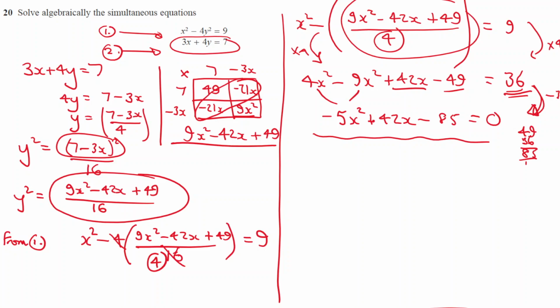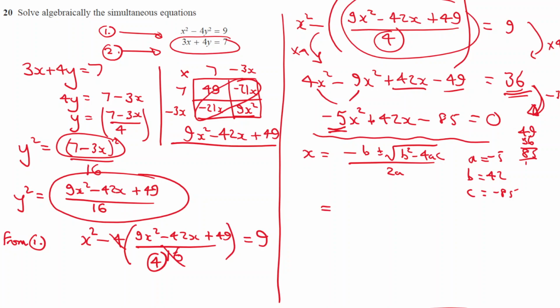So I'm now going to invoke the quadratic formula. So remember, x equals negative b plus or minus the square root of b squared minus 4ac all over 2a. So from the top here, a is negative 5, b is 42, positive 42, and c is negative 85. So let's go ahead and substitute values in.